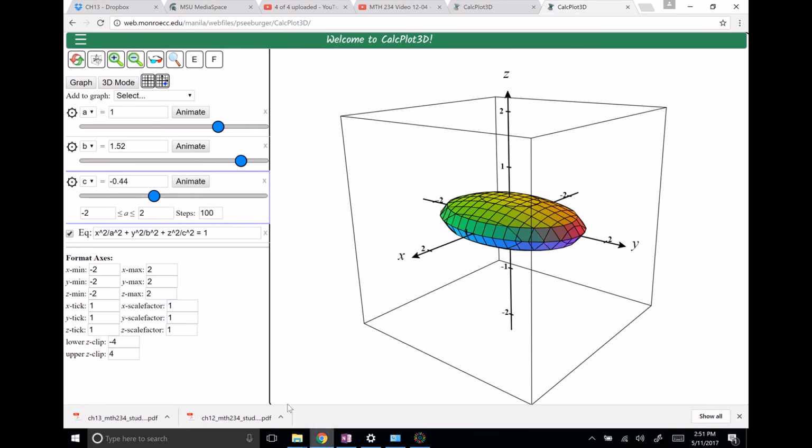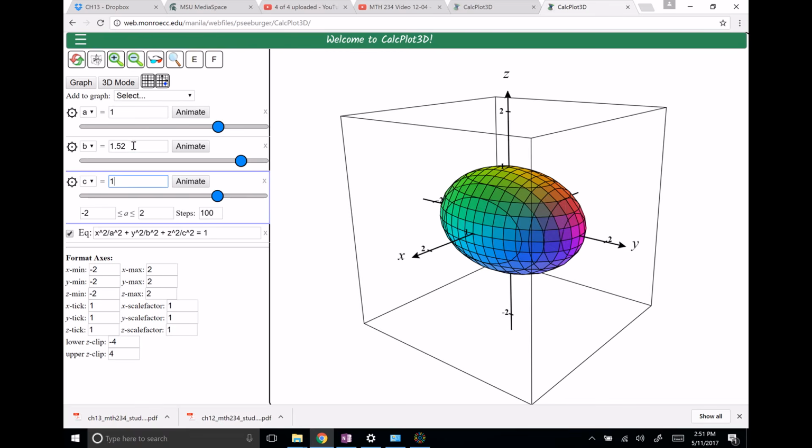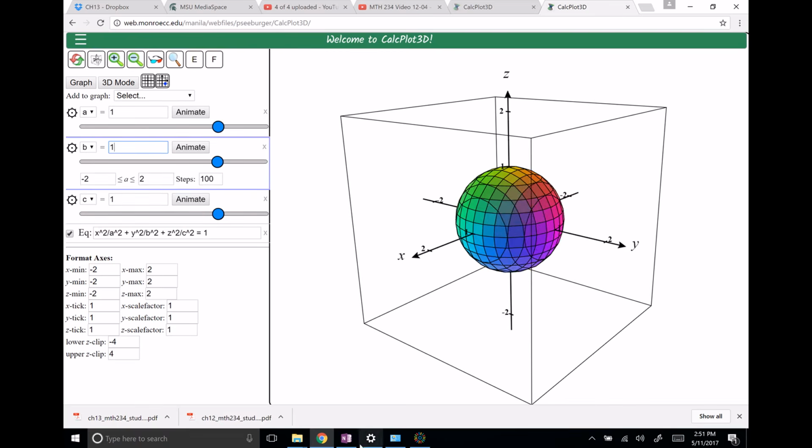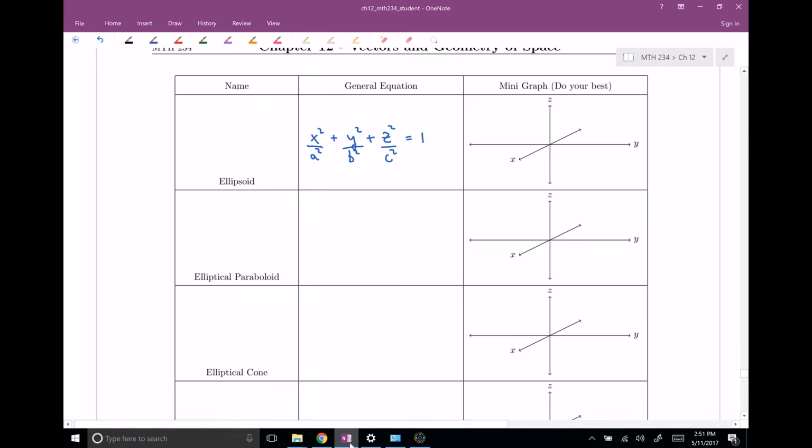Okay, so that's the general one. Let me reset these all to 1s. We're going to continue to use this here. Now, the mini graph, we'll do our best. This looks very spherical, but maybe stretched out. So I'm going to stretch it out in the y direction as best as possible, something like this. So this is maybe an ellipsoid, stretched out more in the y direction than in the x and the z. That's what it looks like there.